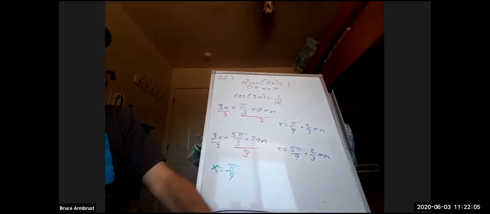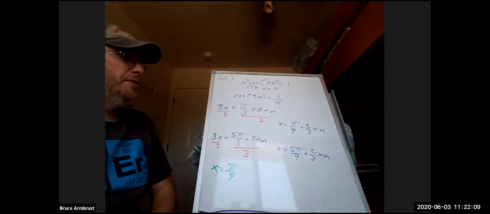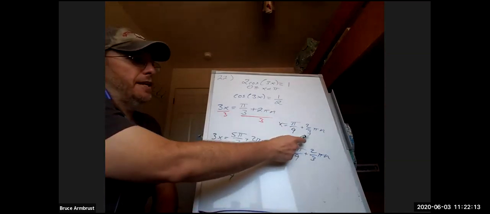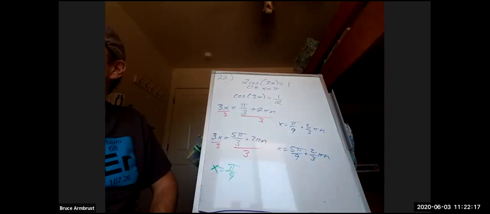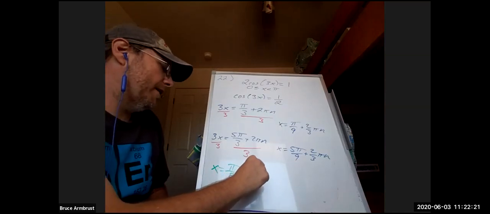If we let n equal 1, we're going to get pi over 9 plus 2/3 pi. Well, if we get a common denominator, that's 6/9 plus 1/9 is 7/9. Okay, so we're going to get 7 pi over 9.